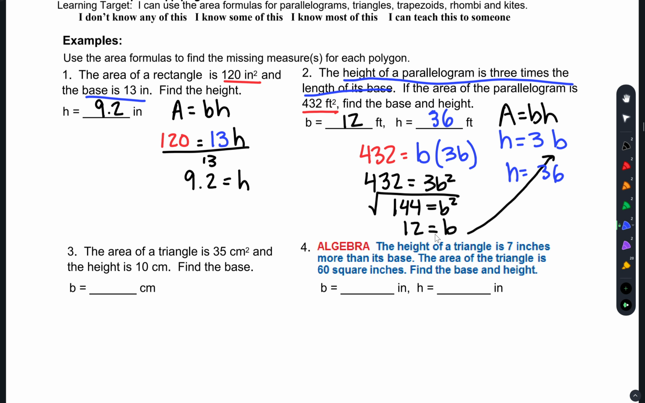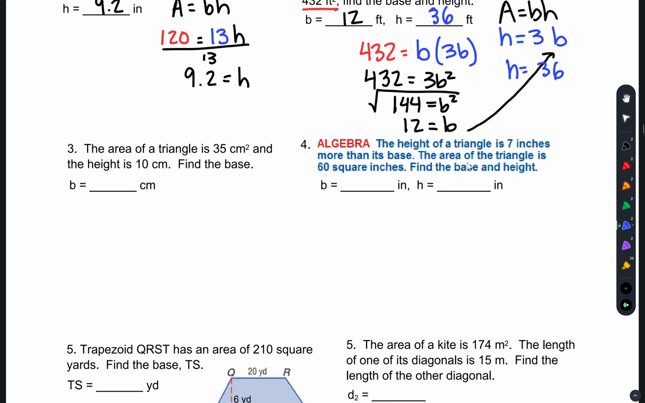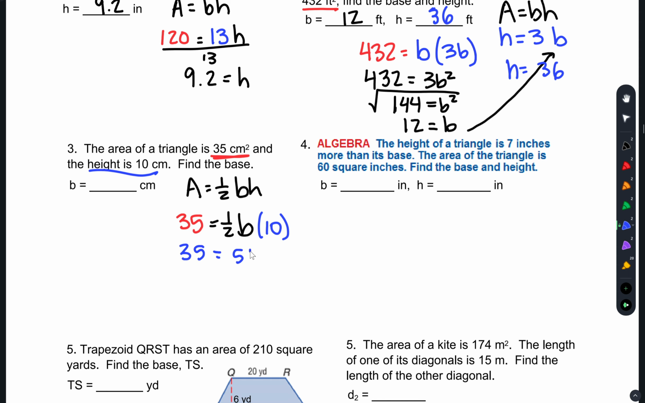Okay, let's do another one. Number 3. Area of a triangle is 35 centimeters squared. As soon as I see what shape I'm using, I'm writing out my formula. Area equals 1/2 base times height. This one's nice and easy because I know the area and I know the height. So I can just go ahead and plug those guys in. 35 equals 1/2 base times height, which is 10. I'm going to simplify the 1/2 and the 10 because I can multiply in whatever order I want to. So this is 5b and divide by 5 to get 7 centimeters equals the length of your base.